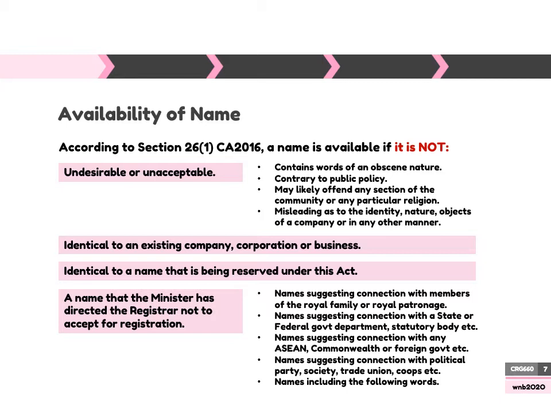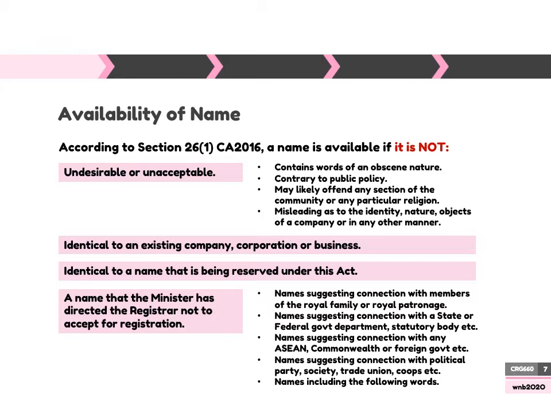prohibited by the minister? Name suggesting connection with members of the royal family. You nak buat business, lepas you nak letak nama like ada perkataan like royal, king, queen ataupun prince. Yang tu dia tak nak, dia tak bagi.